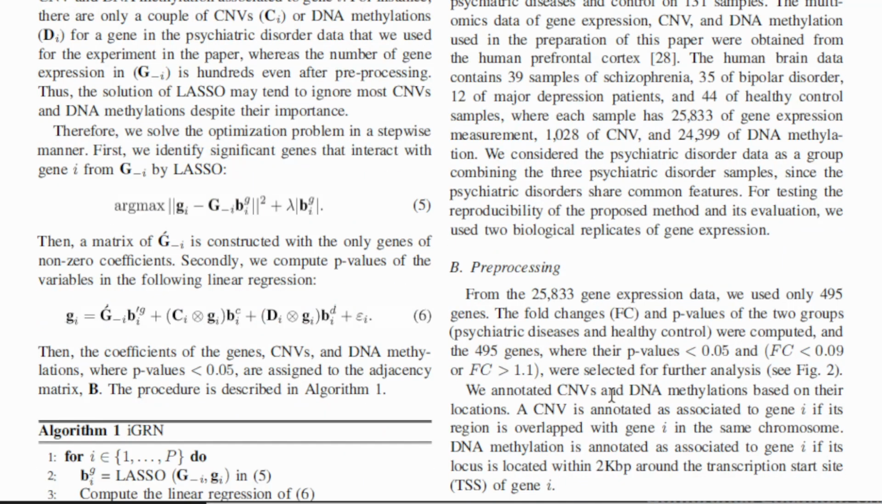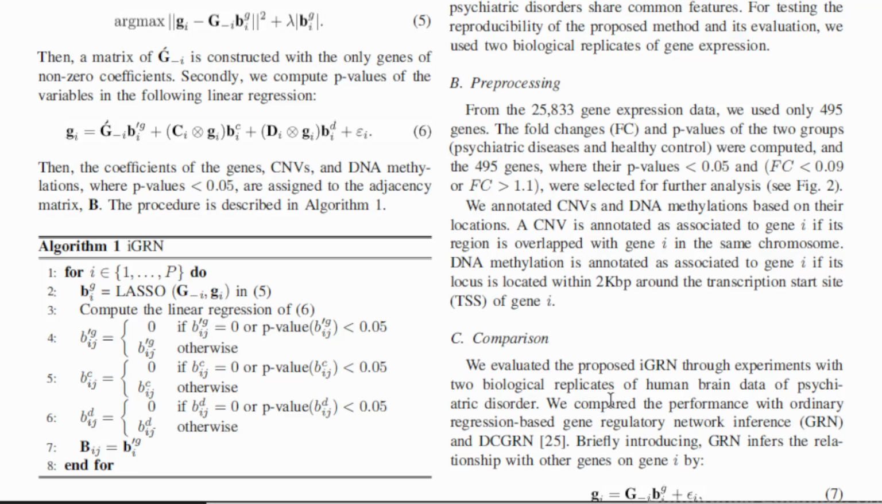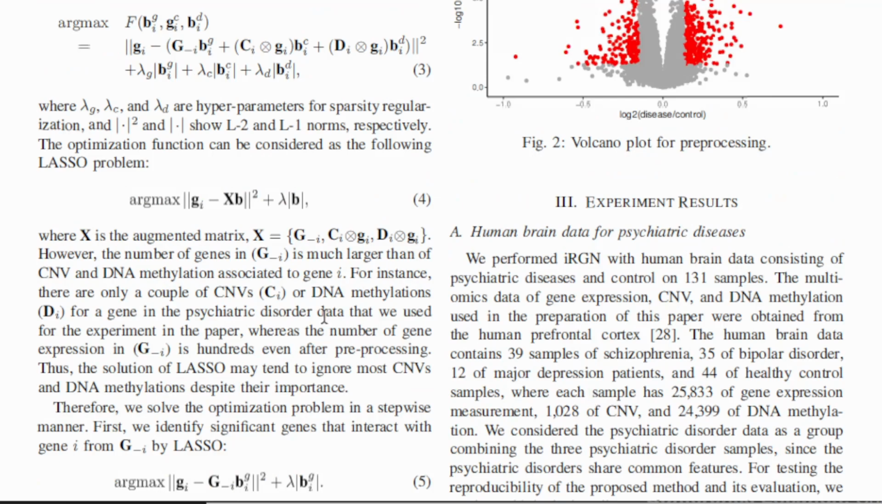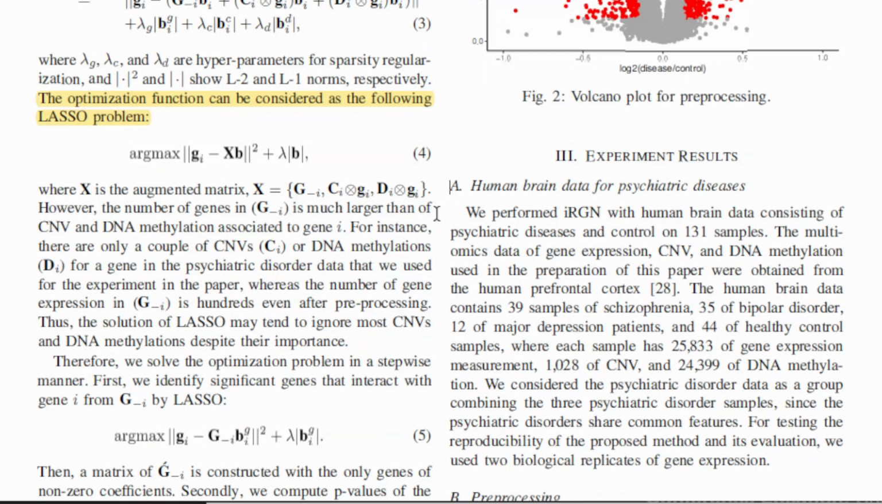The optimization function can be considered as the following lasso problem, where X is the augmented matrix, X equals GI, C0 G, D0 G. However, the number of genes in GI is much larger than the number of CNV and DNA methylation associated to gene I. For instance, there are only a couple of CNVs, C, or DNA methylations, D, for a gene in the psychiatric disorder data that we used for the experiment in the paper, whereas the number of gene expression in GI is hundreds even after preprocessing. Thus, the solution of lasso may tend to ignore most CNVs and DNA methylations despite their importance.